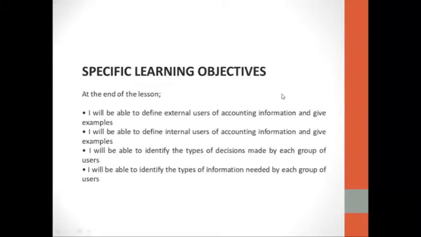So at the end of the lesson, we should be able to define external users of accounting information and give examples. We'll be able to define internal users of accounting information and give examples. And we'll be able to identify the types of decisions made by each group of users. And we'll be able to identify the types of information needed by each group of users.